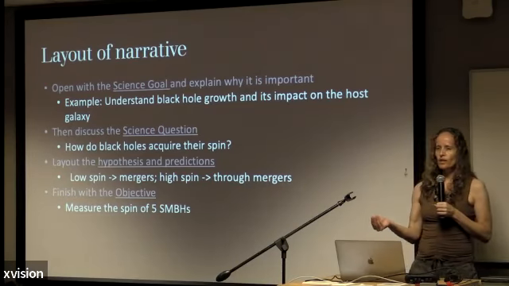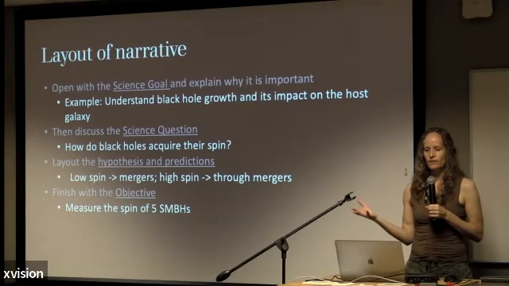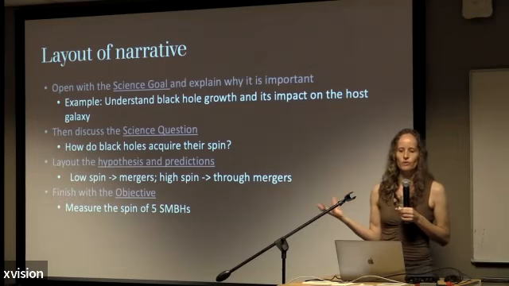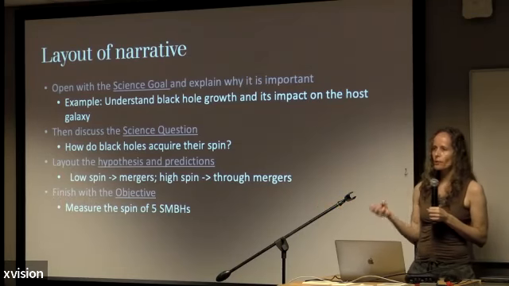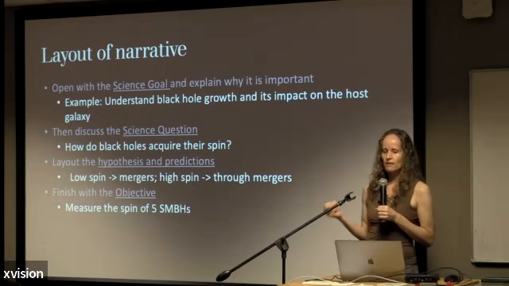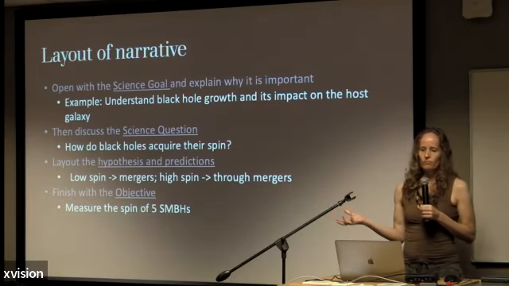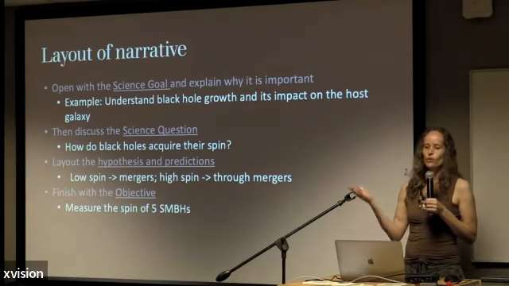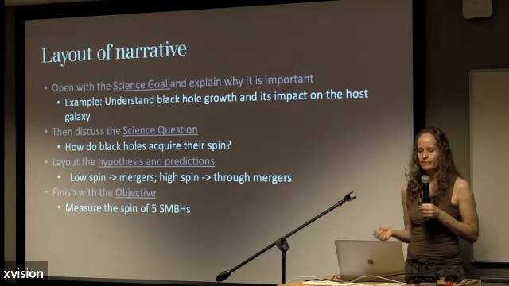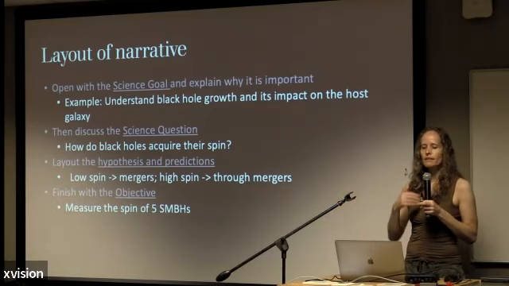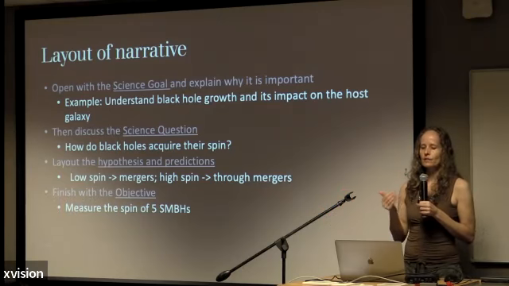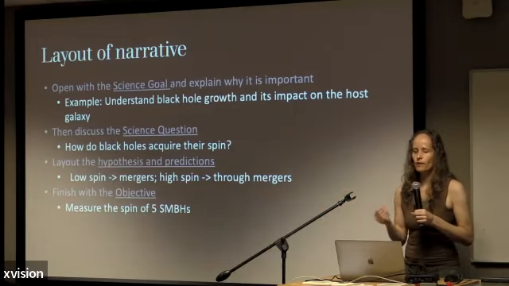Okay, so you have a narrative. You have to convey your idea. You have to convey what it is you want to do. So there's a layout of the narrative. Open with your science goal and explain why that is important. Why should I care about the science goal? One example is to understand black hole growth and its impact on its host galaxy. You can start out with that. It's a very good start, and explain why that is really important. Why should you care about that?